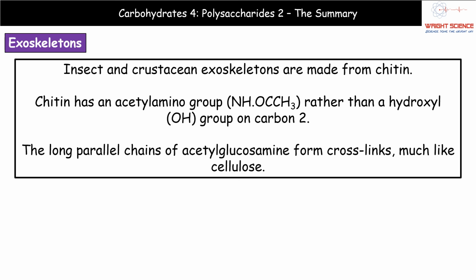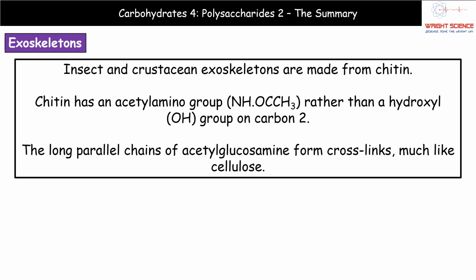The final bit we're going to look at are exoskeletons. Now, exoskeletons are structures that you find on insects and crustaceans, and exo just means external. So exoskeletons are where they've got their skeleton basically on the outside of their body. We have an endoskeleton, it's on the inside, we have skin over the surface, etc. Whereas insects and crustaceans, their skeleton is on the outside, hence exoskeleton. And these exoskeletons are made from a substance called chitin.